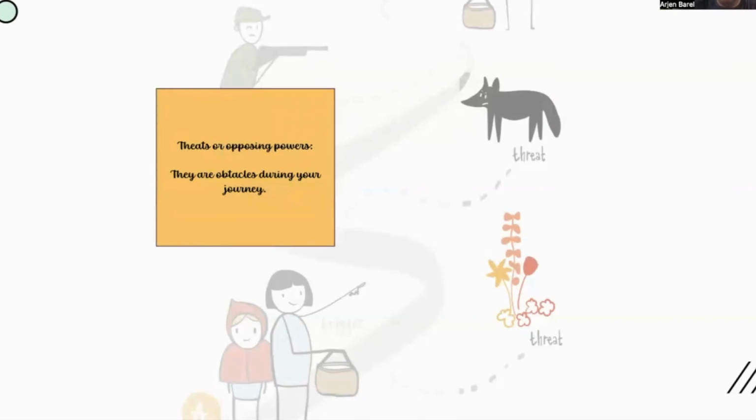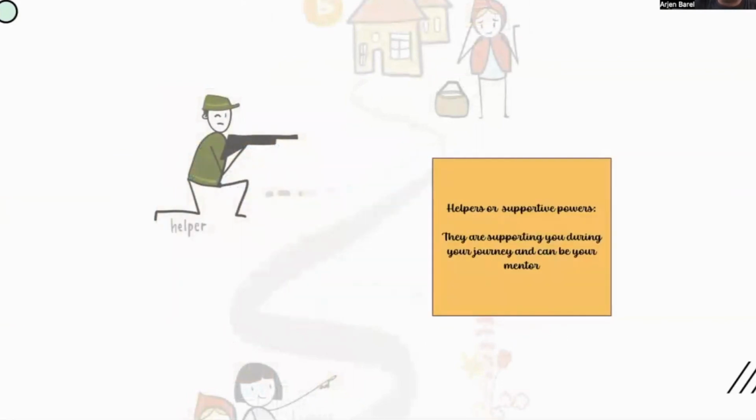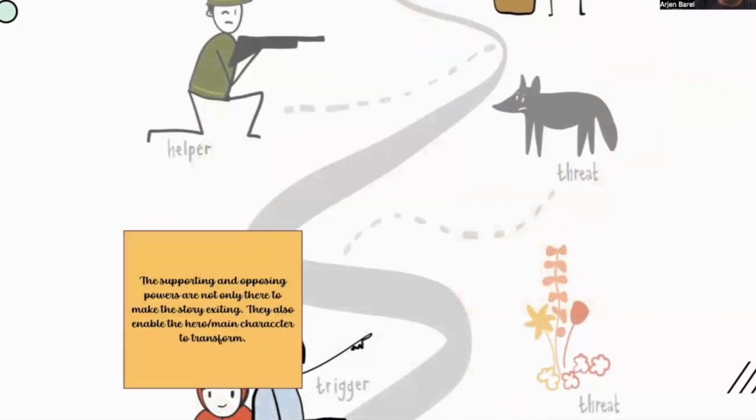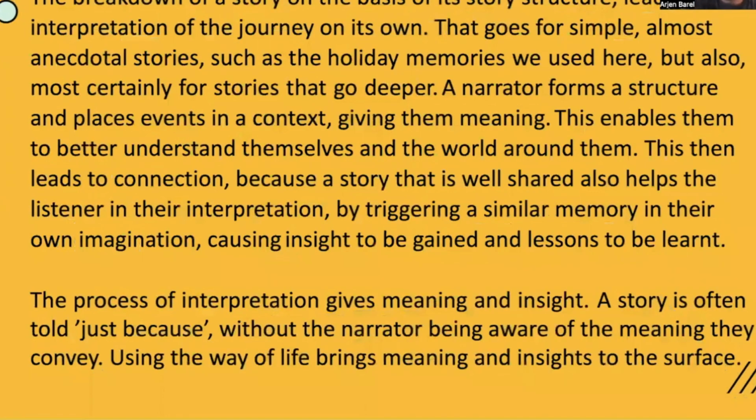You will see these are very important elements in a story, because they make the story exciting. But then, of course, there's also the helper. And the helper supports the main character to at least reach situation B in a good way. It's sometimes also called a mentor. Important is that these threats and helpers, or these supporting and opposing powers, are not only there to make the story exciting. They are also enabling the hero to come to this transformation, because without the helpers and the threats, Little Red Riding Hood would just go to grandmother, give the basket with cookies and say, "Hi grandmother," and that's not a story. No insight was gained.